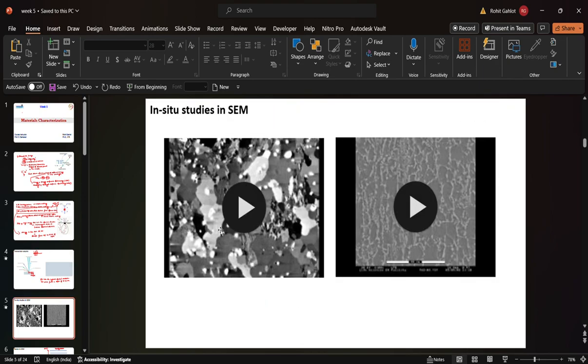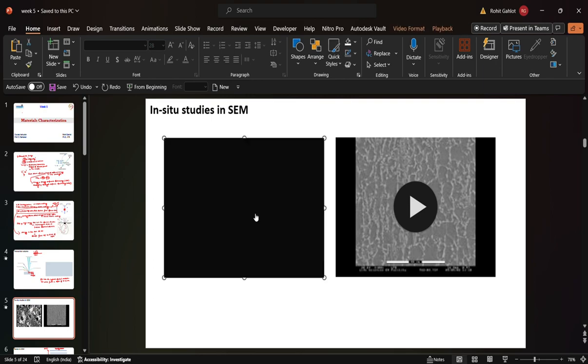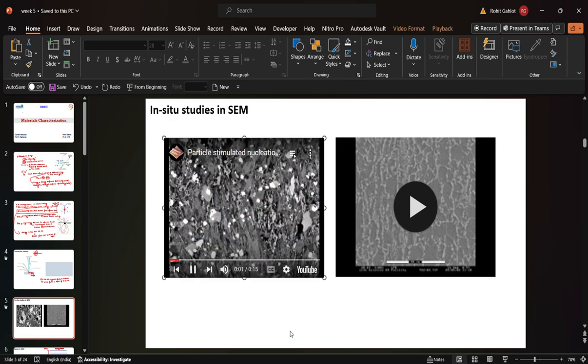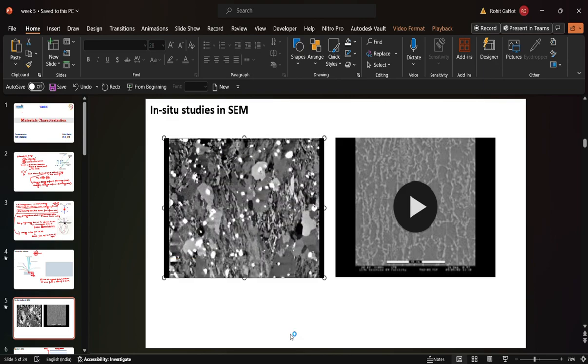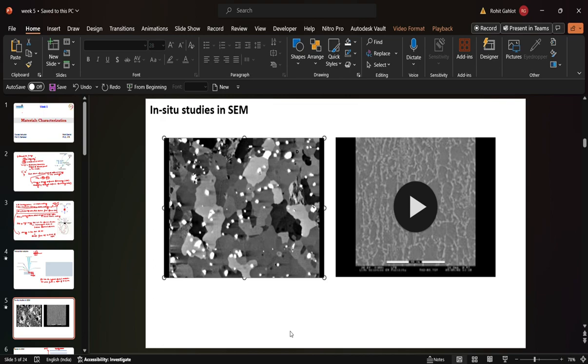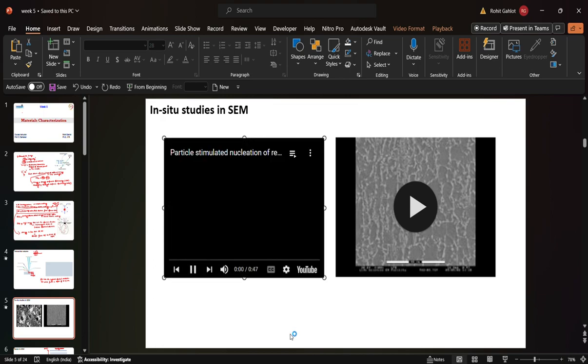I have added these two in situ studies in SEM. These are the advanced features now available in the SEM. Here you can see the growth of some particles, or some phases are clearly visible. This is presently in the BSE mode.